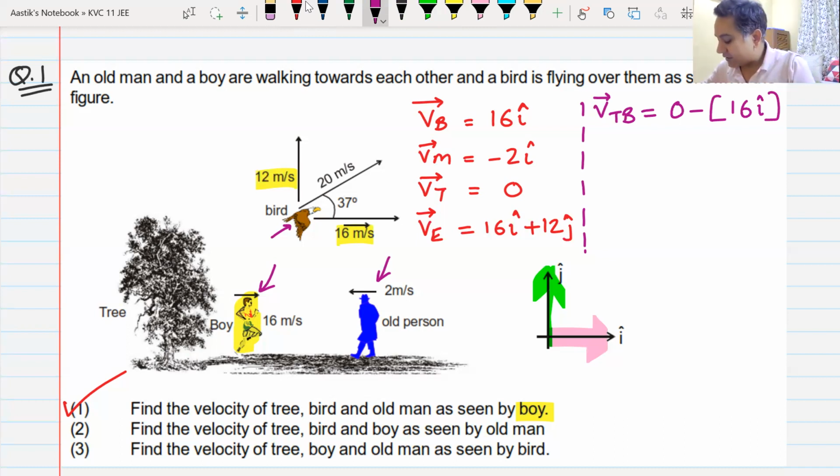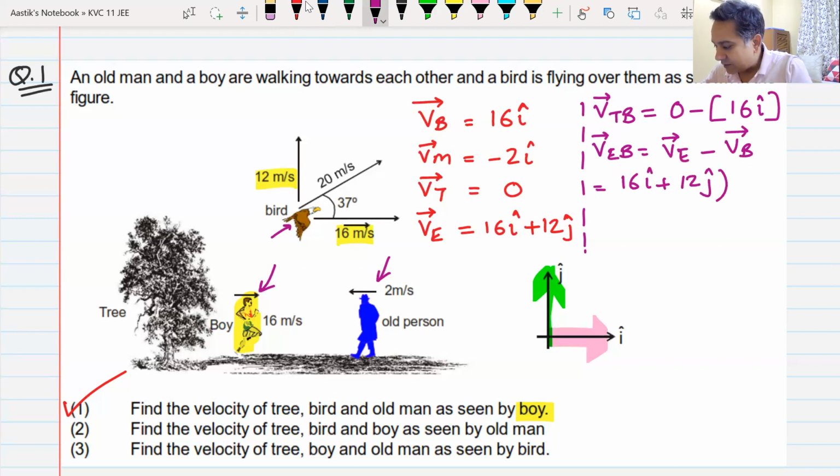Okay. Now let us find the velocity of bird. Bird I am calling it as E. E with respect to boy, that will be the velocity of E minus velocity of boy. What is the velocity of the bird? The velocity of the bird or E is 16I plus 12J. So 16I plus 12J minus velocity of boy. Velocity of boy is 16I. So you have the answer as 12J. This is the velocity of the bird E with respect to the boy.